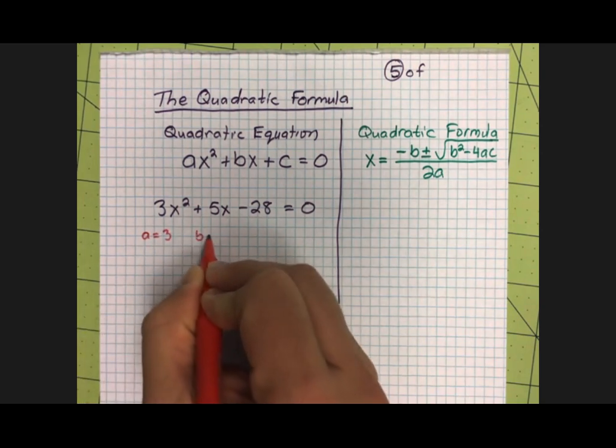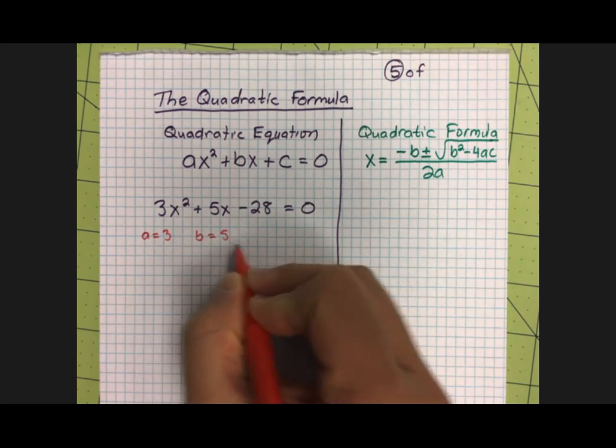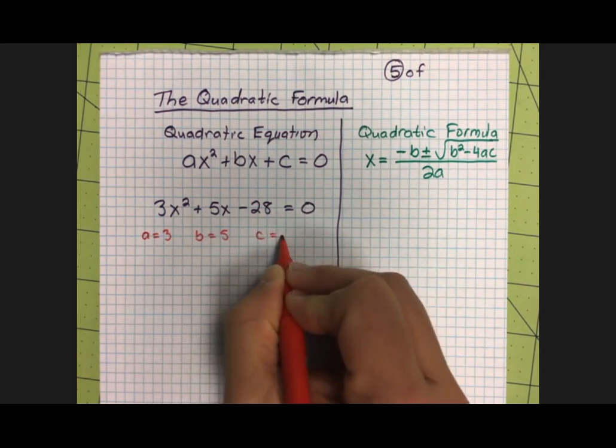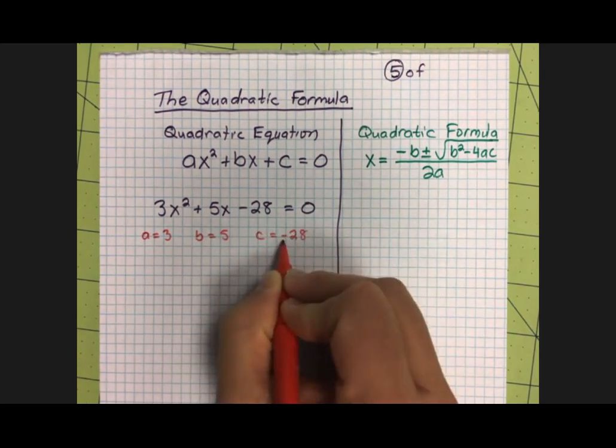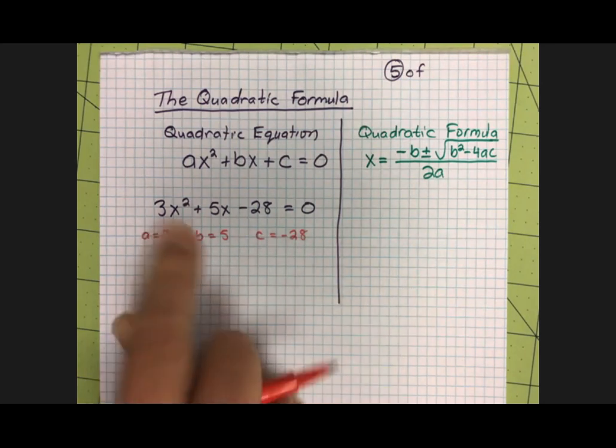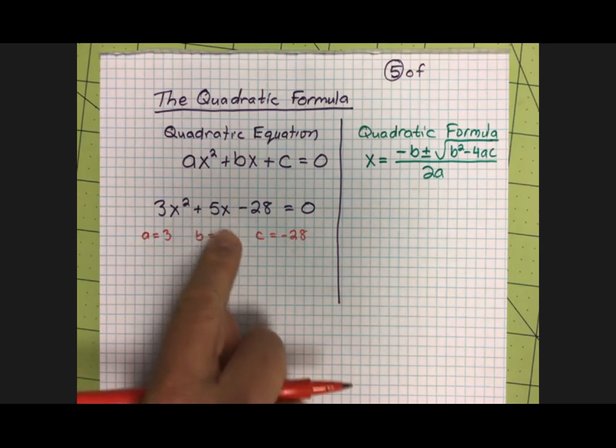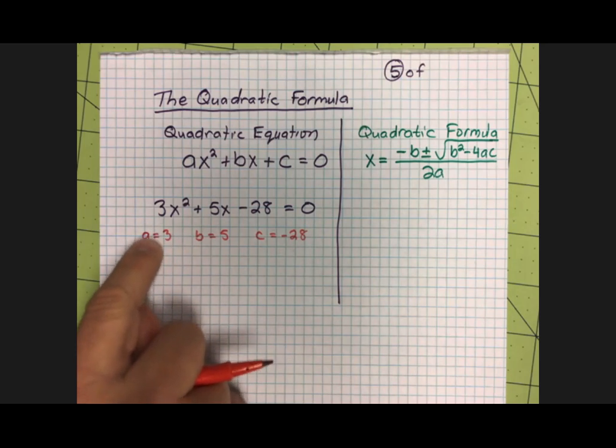First thing is I write down the A, B, and the C. And if there's a negative sign there, that belongs with the number. So C is minus 28. Here, B is positive 5. You could write positive 5. I wouldn't mind. Here, A is positive 3.